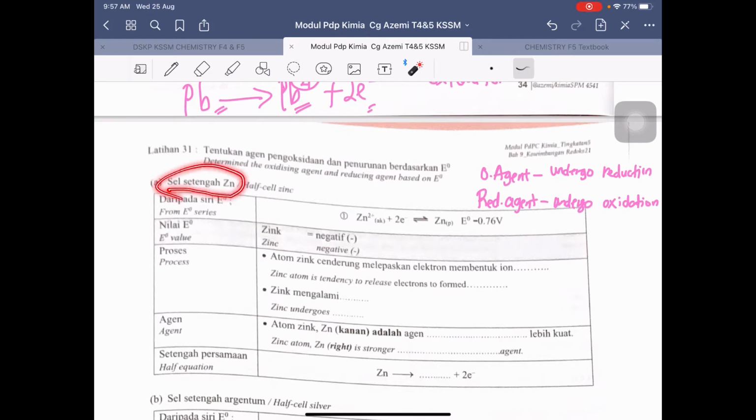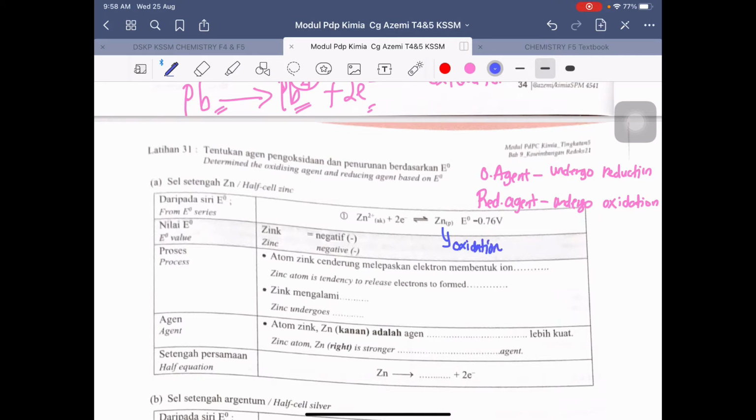So look at this soalan here. Cell setengah zinc, ataupun half cell zinc in English. From the E0 series, we know that the E0 series stated that dia punya value adalah negative 0.76. So if you see negative here, E0 value negative, maka you know that this zinc is undergoing oxidation. So you can just write here, this one, it's undergoing oxidation because the value is negative.